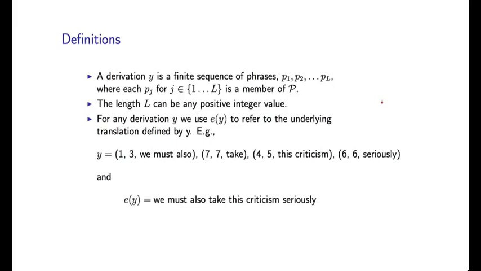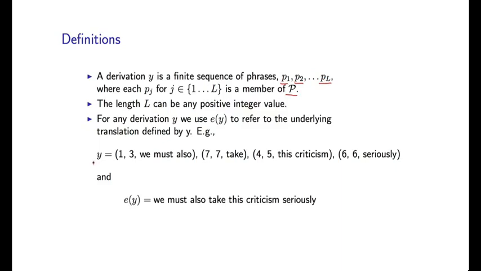Okay, so now again, when we have a particular input sentence we're trying to translate, we're going to define the idea of a derivation, which is basically just a sequence of phrases drawn from the set P. A derivation is just a sequence of phrases, P1, P2, up to P capital L, where L can be any positive integer. So these sequences can be any length. On the next slide, we'll talk about constraints on these derivations, which make them valid or invalid.